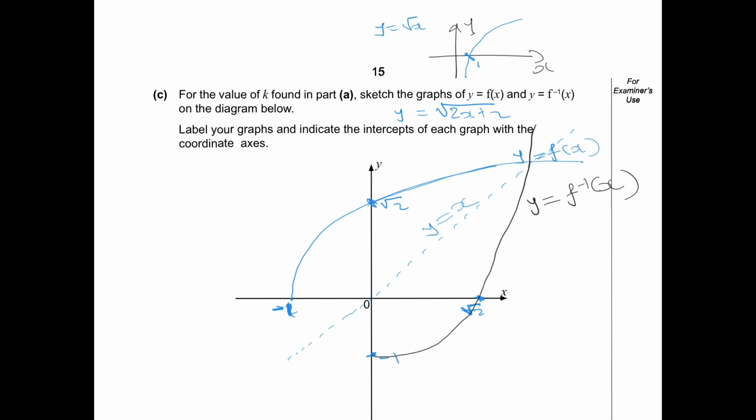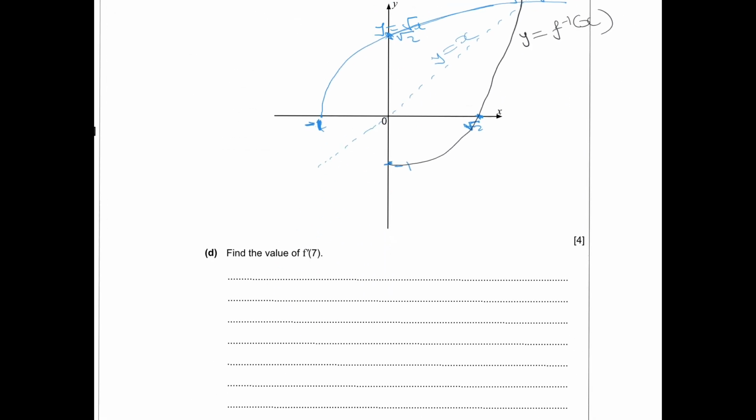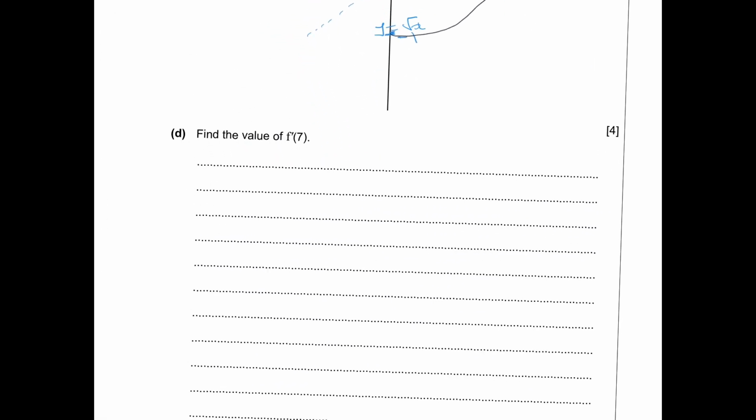Okay. Now moving on to the last part of the question, we are asked to find the value of the derivative of f at 7. So what we need to do there is to find, first of all, the derivative of f, and then of course we substitute 7. Remember, our f of x in this case is equal to square root of 2x plus 2. This notation here is for differentiation, so I need to differentiate this function.